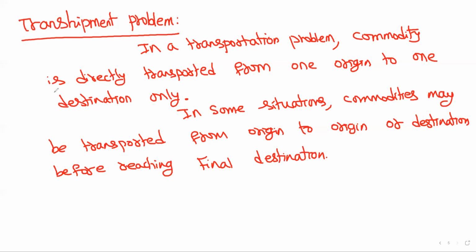Generally, transportation transfers from origin to destinations only. But in some situations, what happens? Commodities will transfer from origin to origin or origin to destination before reaching the final destination. This is called a transshipment problem.